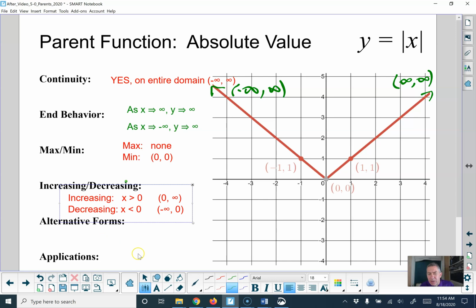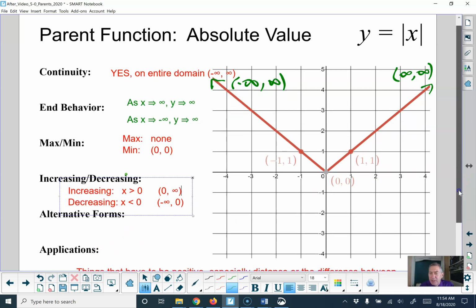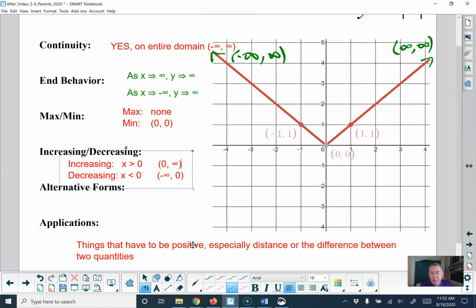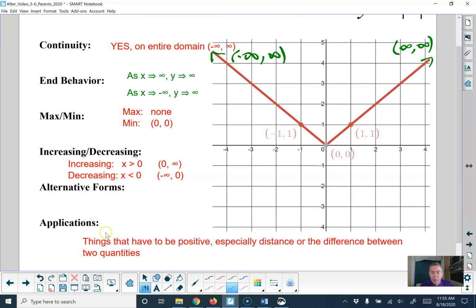There aren't many special alternative forms of the absolute value function. You don't have to worry too much about that. But it does have some applications, especially things that have to be positive. Distance is often used with absolute value. The distance from your house to HB is the same as the distance from HB to your house. It always comes out positive. Or if you're talking about the difference between two quantities, how close are you to a target goal? You might be $10 away from that target goal, and it doesn't matter if it's $10 before or $10 after, it's still a positive difference.